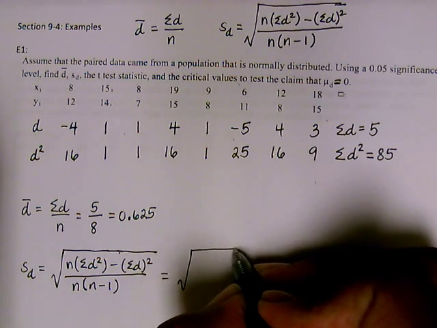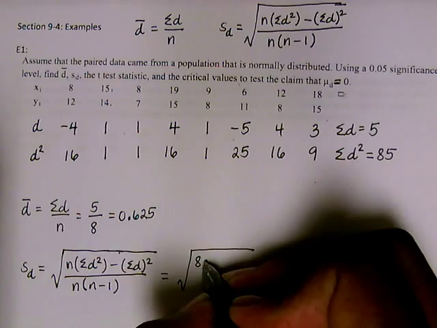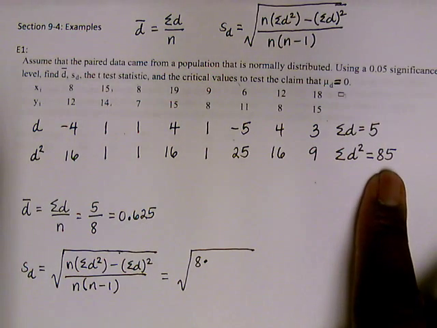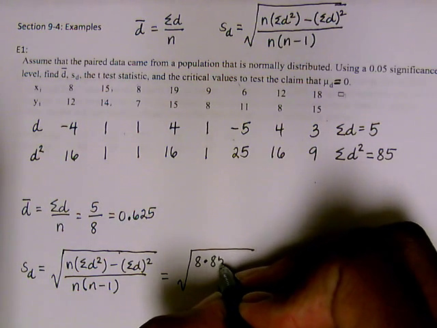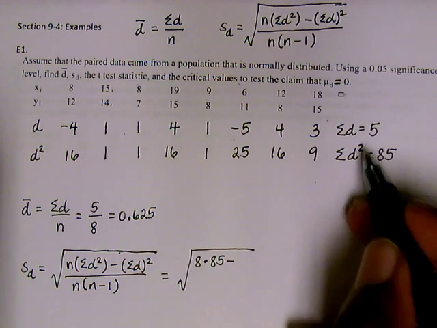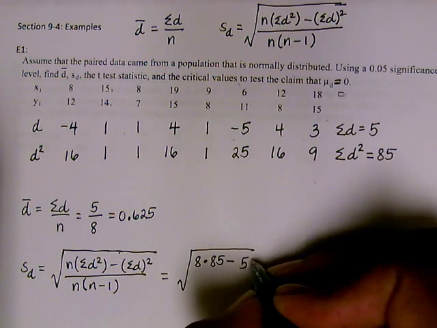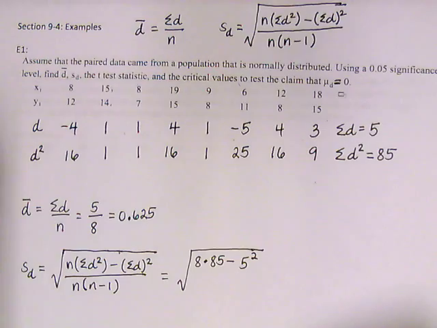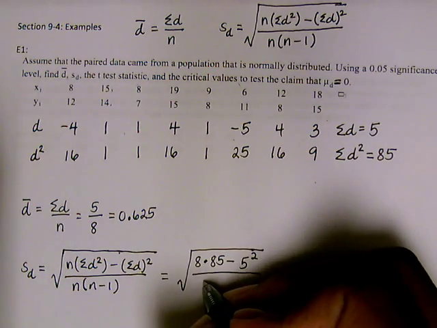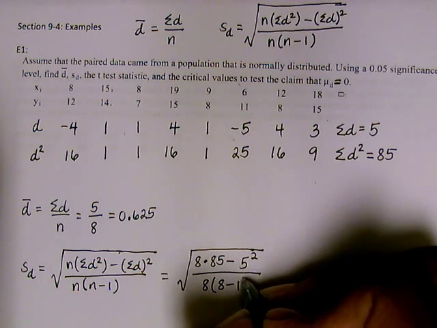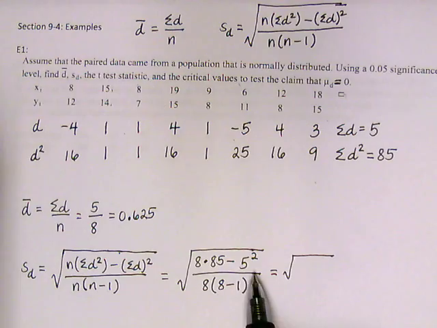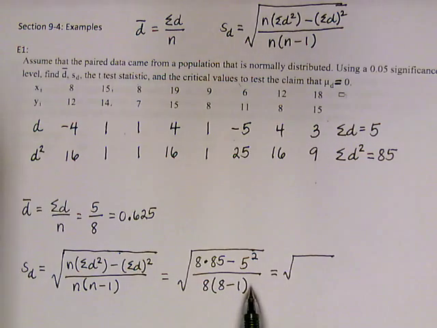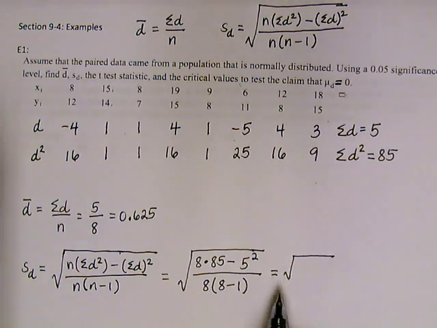So I'm going to have the square root of 8 times the sum of your d squared, that's 85, minus the sum of your d's, that's 5, and that exponent of 2 means I have to square that 5. Minus, n is 8, so that's 8 times 8 minus 1. Now what I'm going to do here is simplify what's underneath this radical first. And whatever I get underneath the radical, I'll take that value and take its square root.